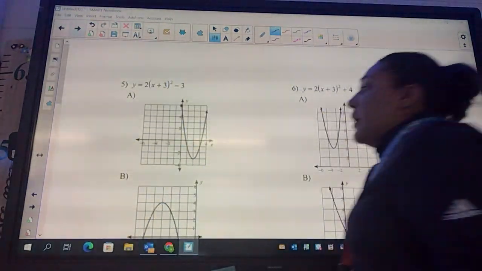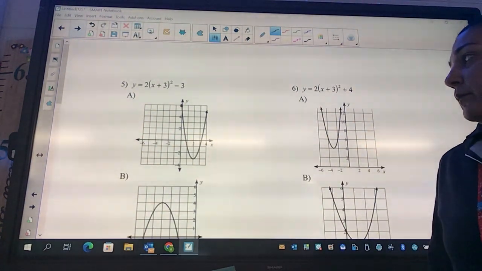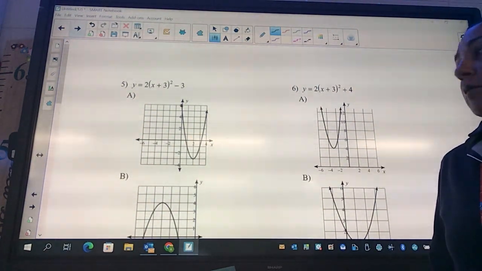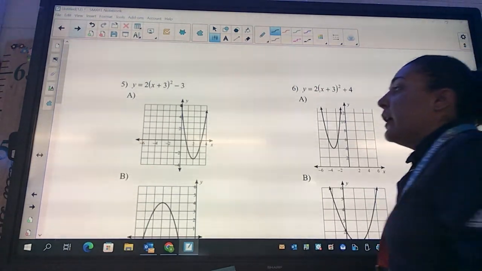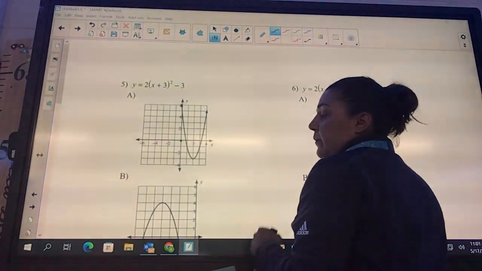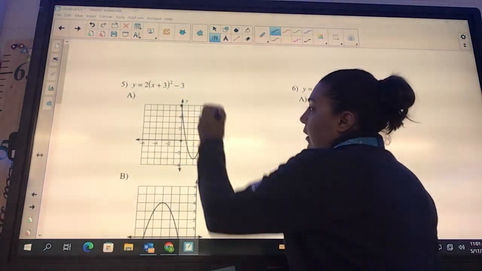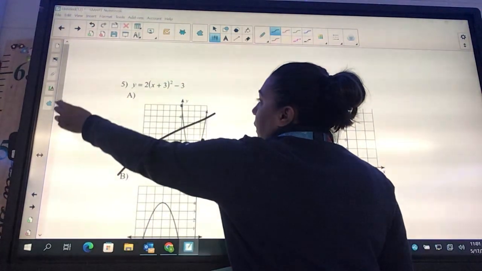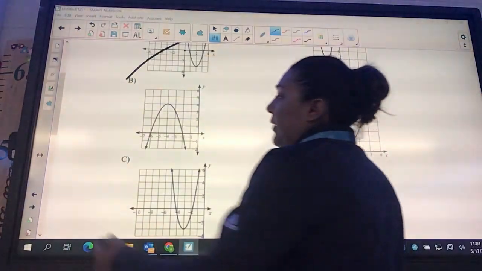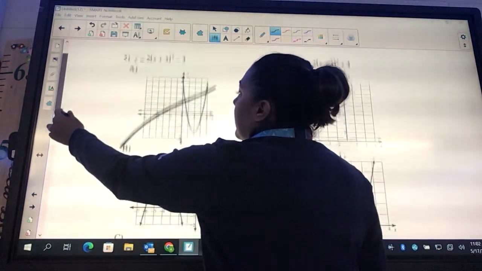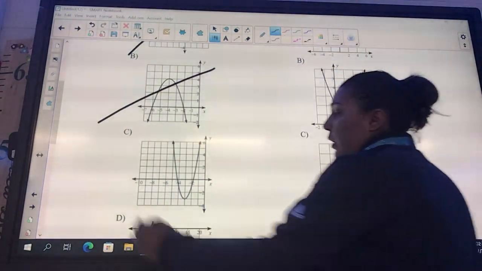Okay, 5. What does that minus 3 do? Minus 3 goes to the right 3. No, the left. I mean, go down 3. Okay, did this go down 3? Yes. Did it go over 3? No, so this one's not going to work. Did this go down 3? No. Should our graph even open up or down? It should open up. Okay, so B is definitely not going to work.